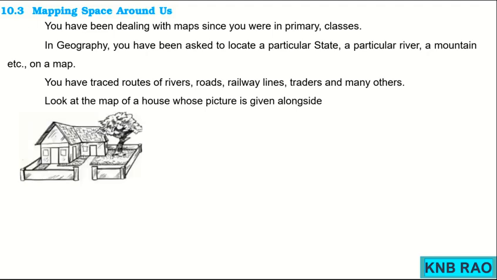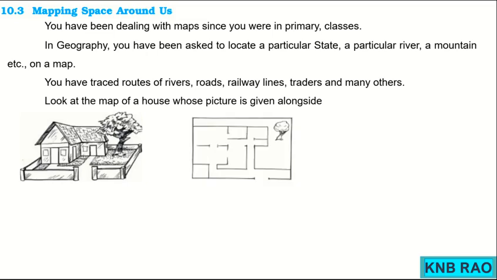Children, this is the picture, but this is the map. It's an outline map, but this is the picture. Are they the same? No, they are not the same. They are two different things. Now we will see how to differentiate a picture and a map.